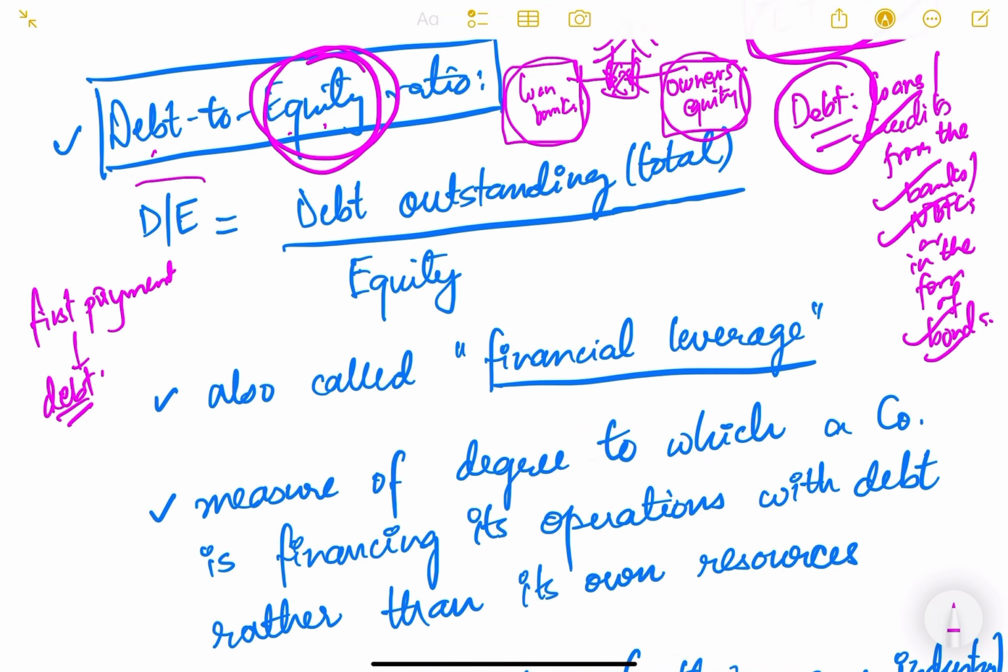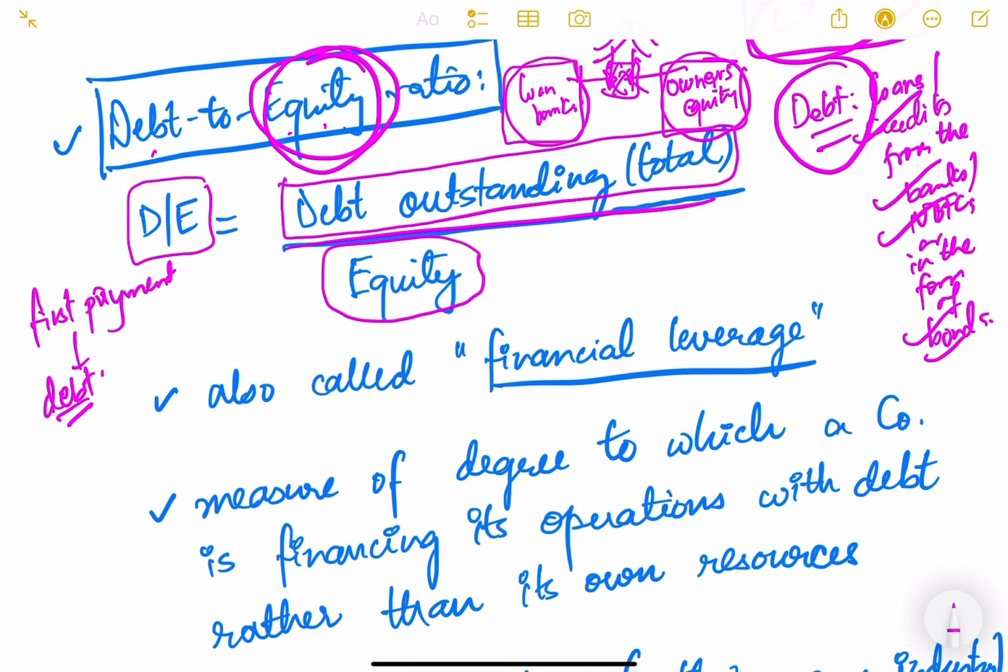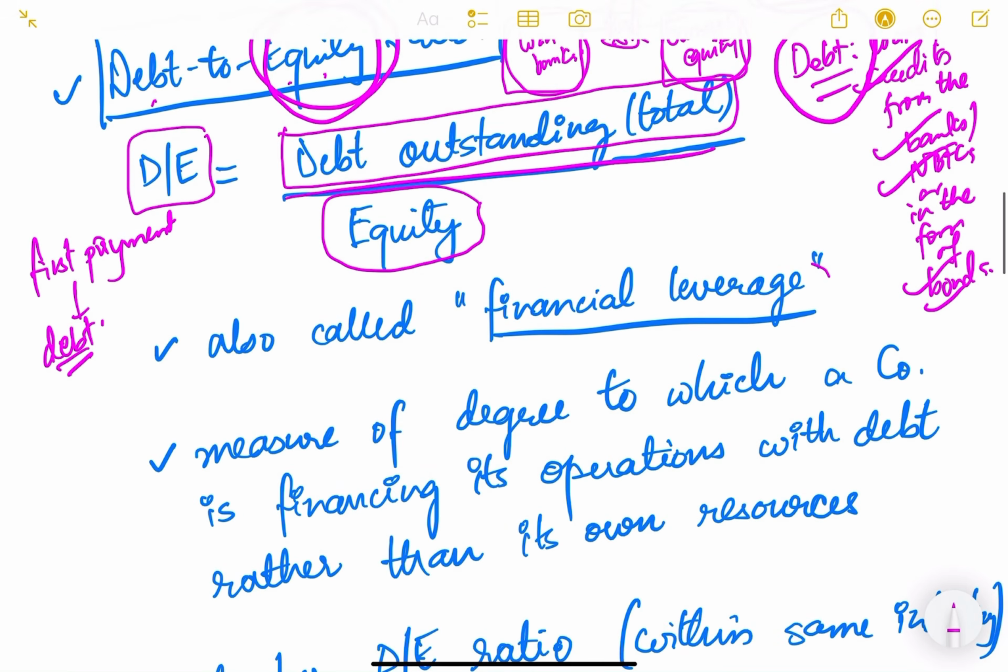That is why the debt to equity ratio will tell you what is the total debt outstanding. I mean, how much of your business you are running through debt by taking loans, total outstanding debt divided by the total equity, as to how much is your own money, the money of the owners, the shareholders of the company. So this is also known as financial leverage.